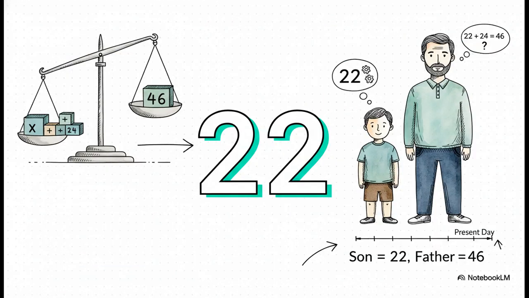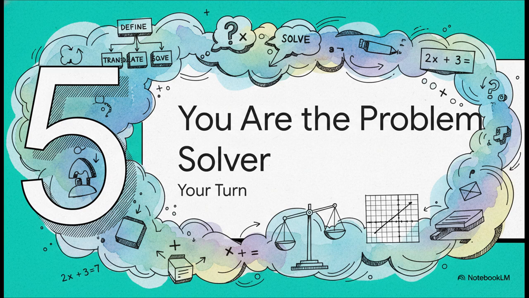And from here, we just go back to our trusty rules of balance, solve for x, and we find out it equals 22. That's our unknown. The son's current age is 22. And since the man is 24 years older, his age is 46. You see that pattern? Define the unknown, translate the story, then solve. You now know how to take a situation described in words and turn it into a mathematical truth.